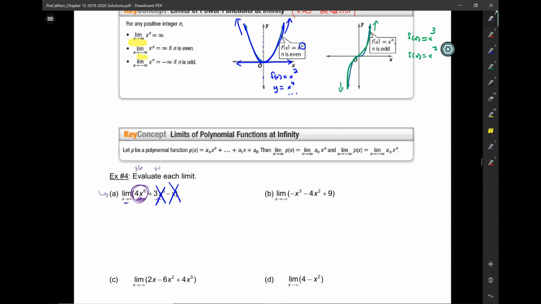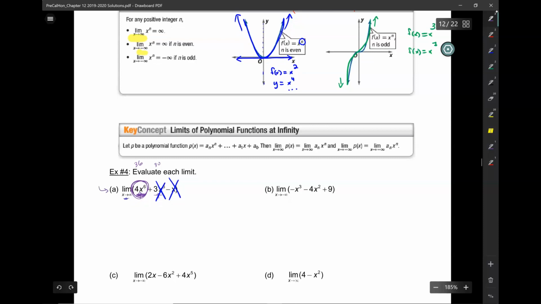So now I ask myself, okay, I have x to the power of 6. That's an even function. Like this one here, even function. It goes in the same direction in both ends. Now, look at this. Is the number in front positive or negative? That's a positive 4. That means the limit of this function as x approaches infinity is going to be positive infinity, which we say is d(n)e).